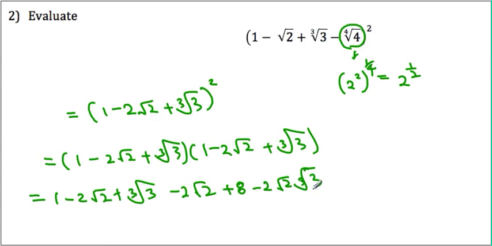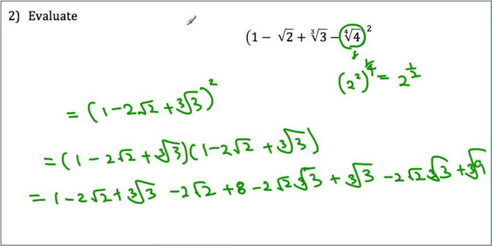As of now, we're just going to leave them as they are in this way. Next is plus cube root of 3, as you can see here. And this one multiplied to here, we end up getting minus 2 radical 2 times cube root of 3. And this one multiplied to this one, we end up getting plus cube root of 9. Then let's try to combine things that we can.